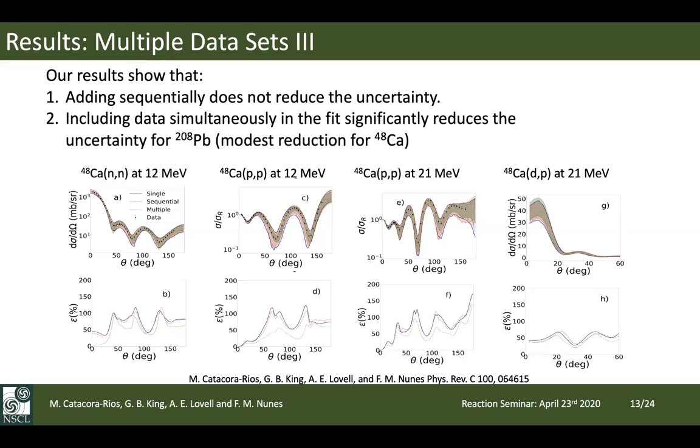From these results, we can conclude that adding sequentially a second data set does not reduce the uncertainty. However, adding the data simultaneously in the fit and the definition of the chi-square significantly reduces the uncertainty, especially if the nearby energy is less than 10% away.